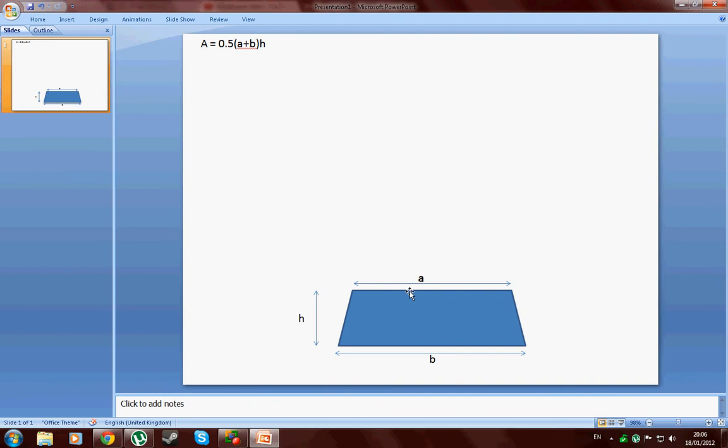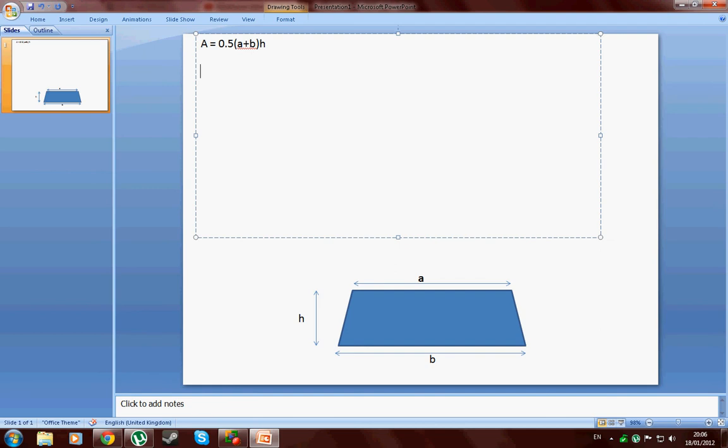So the formula actually has you find the average of A and B to give you an average width, and then you times that by the height. So it's kind of like finding the area of a rectangle. You don't need to know that, I don't know. I find it interesting, but I'm weird.